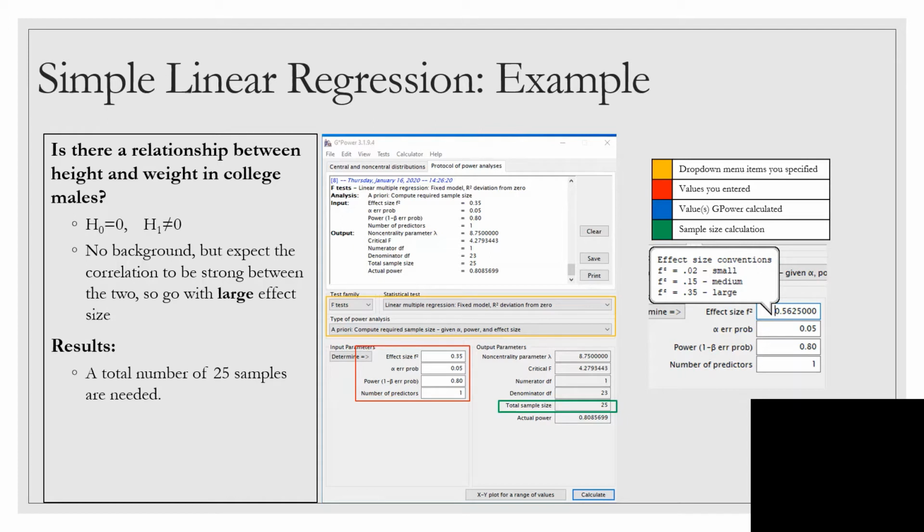Digging into our example, is there a relationship between height and weight in college males? The null is that there is no relationship, whereas the alternative is that there is some relationship, either positive or negative. So I don't have background information, but we expect the correlation to be strong because heavy people tend to be taller, or maybe tall people tend to be heavy. So we'll go with a large effect size. Hovering over effect size, we'll see that for the F squared, a large effect is 0.35. So we'll enter that in. We see that regression doesn't have tails, and we get a total sample size of 25. And again, since it's simple linear regression, we have one predictor variable.